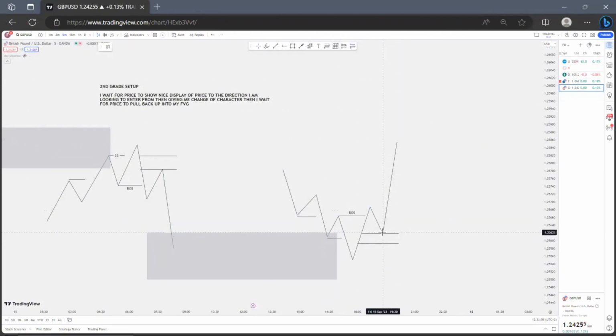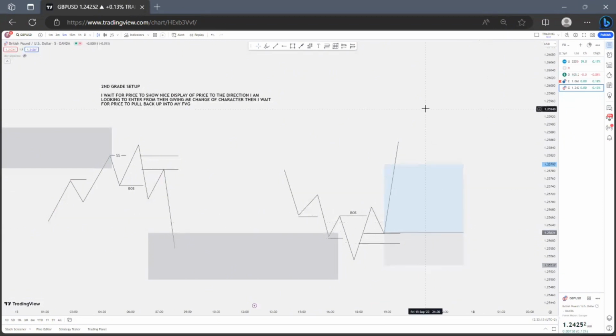So with this entry criteria, I'm always looking for a 1:2 as well. I'm risking 1% to make 2%. I'm not risking 2%, but I'm strictly risking 1% on this entry criteria.